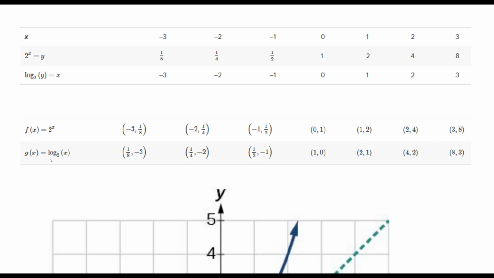But down here for the g of x, now we're taking that 1/8. So if the x value is 1/8, it produces a -3. If the x value is 1/4, it produces a -2. If the x value is 1/2, it produces -1. If the x value is 1, log base 2 of 1 is 0. Log base 2 of 2 is 1, because 2 to the 1 is 2. Log base 2 of 4 is 2. Log base 2 of 8 is 3.